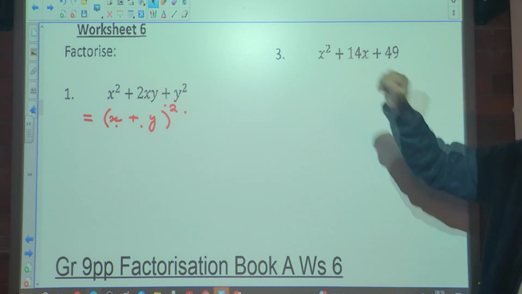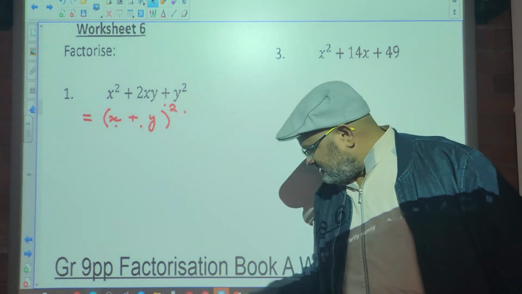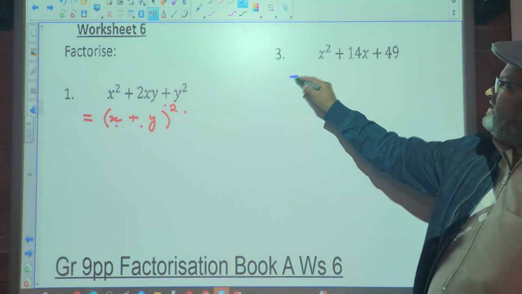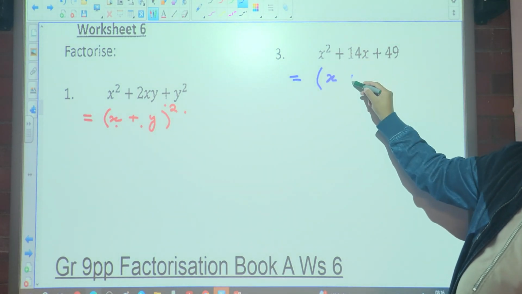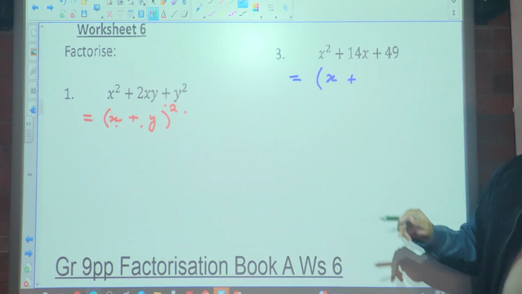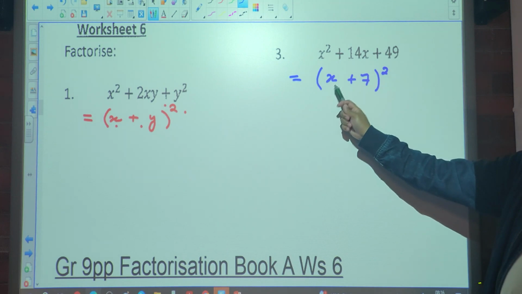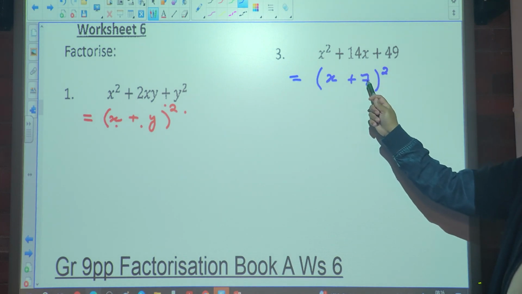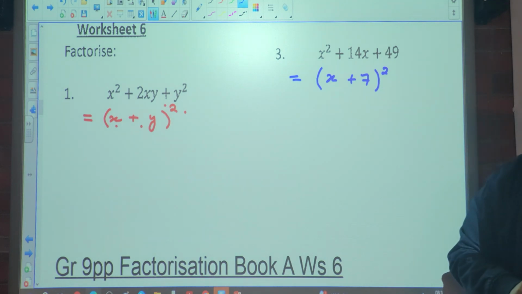Not so? What's the square root of x squared? x. What's the square root of 49? 7. Which makes it a perfect square. Alright, so we write that out as the square root of x squared is x. Here goes plus. Square root of 49 is 7. And it must be squared. So what is x times 7? 7x times 2? 14x. So yes, that is squared.